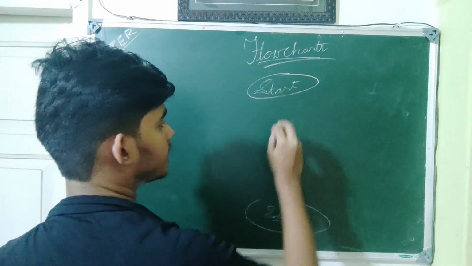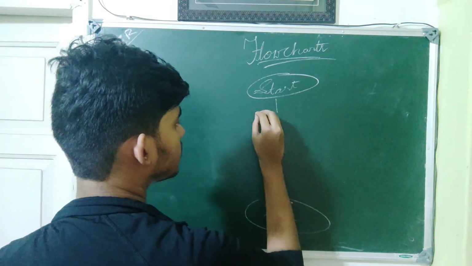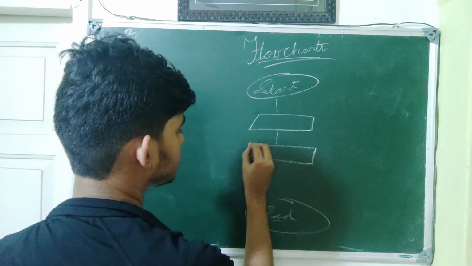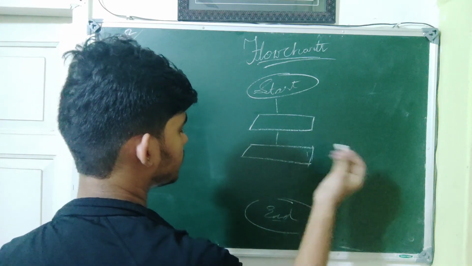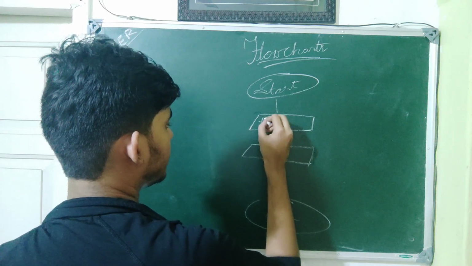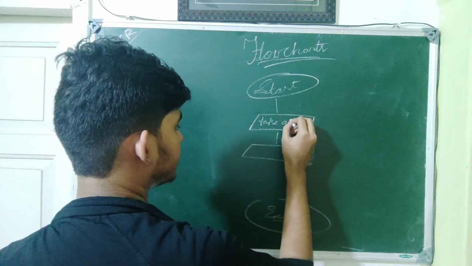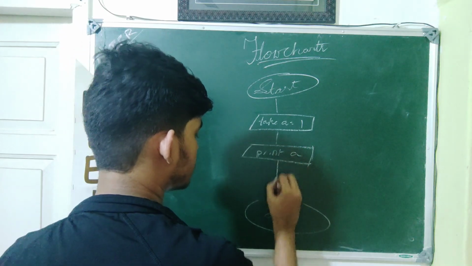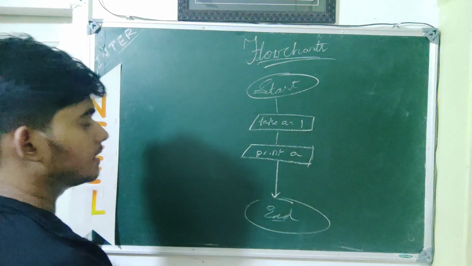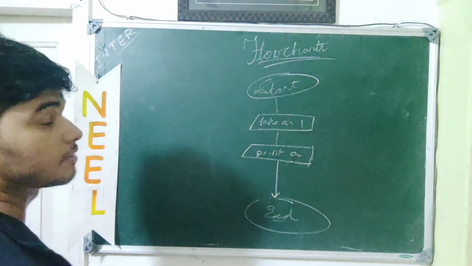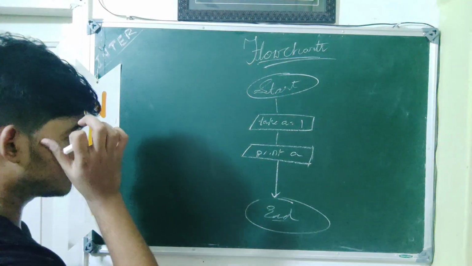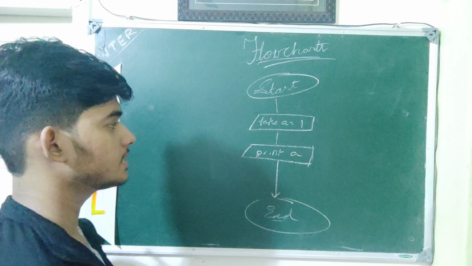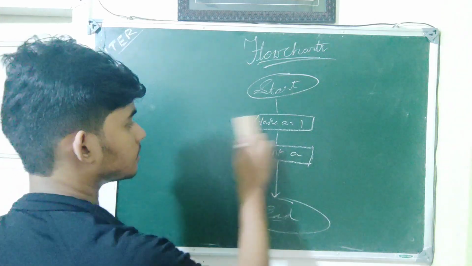Now let's talk about data. Data is a parallelogram shaped object, you can say, which tells us about the code that needs to be written. So for example, if I write something like take a is equal to 1 and print a, and then write this, this is another flowchart. It tells us that we need to take a value of a is equal to 1 and print a. So this is a simple flowchart regarding data.